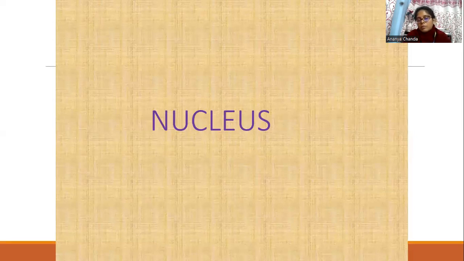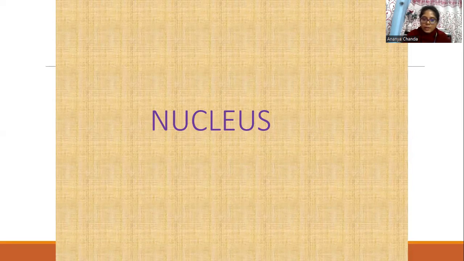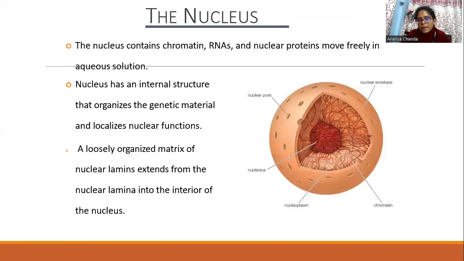Then comes the most important part, the nucleus. The nucleus contains the chromatin, RNAs, and nuclear proteins that move freely in the aqueous solution. The nucleus has a structure consisting of the nuclear envelope, nuclear pore, nucleolus, nucleoplasm, and the chromatin.